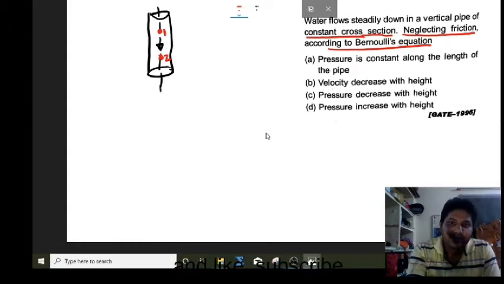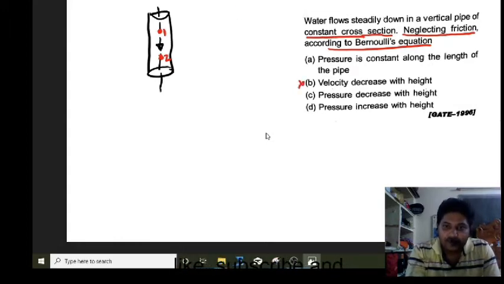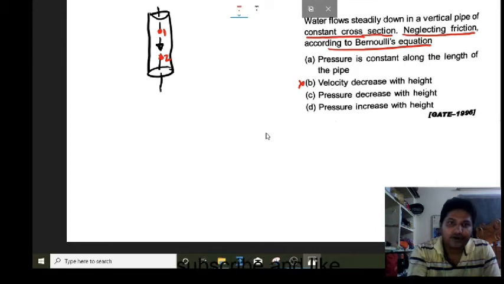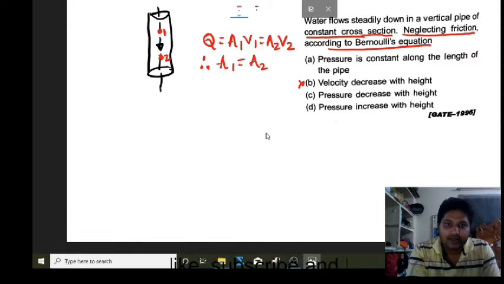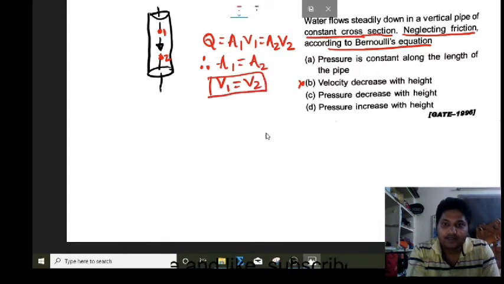First of all, option B will not be correct because it is already mentioned that the cross-sectional area is constant. If you apply the continuity equation, A1 V1 will be equal to A2 V2. As the cross-sectional area is constant, the velocity at point 1 will be equal to the velocity at point 2. So there is no variation of the velocity. The velocity will remain constant.